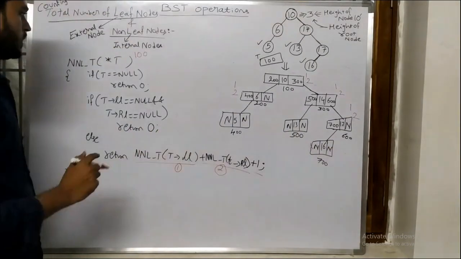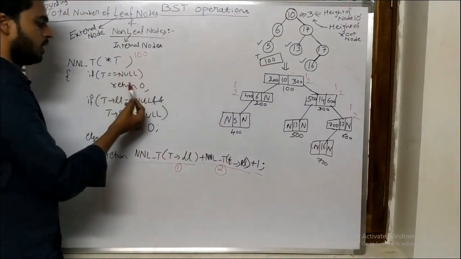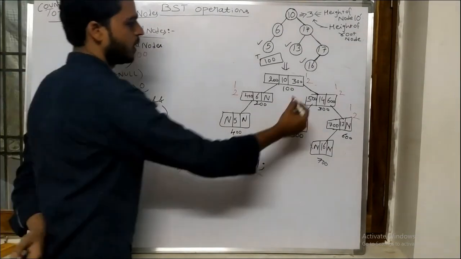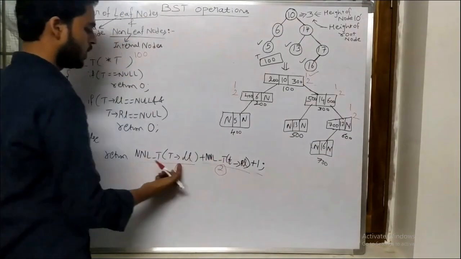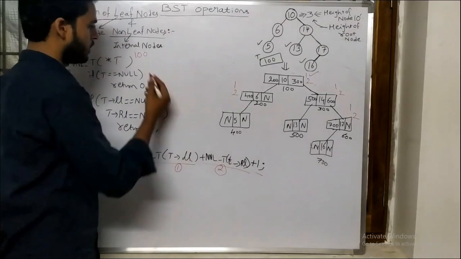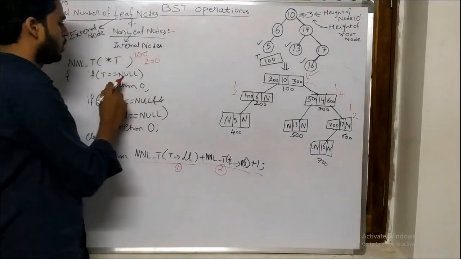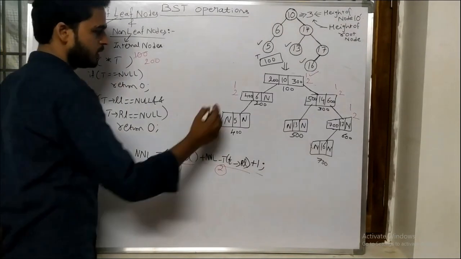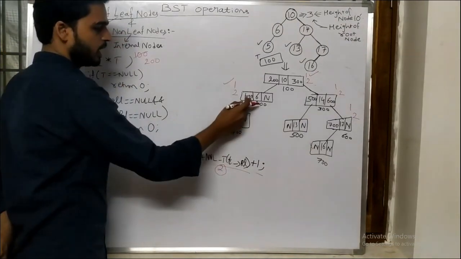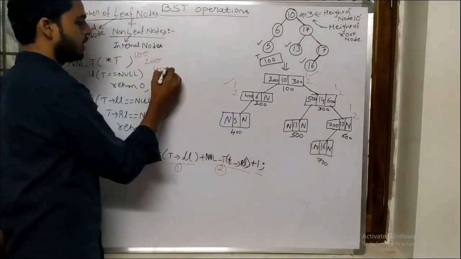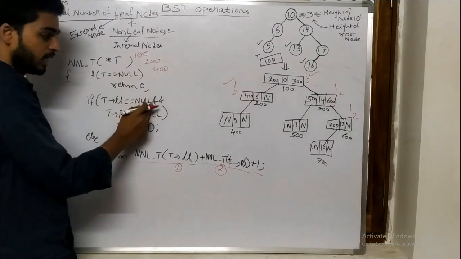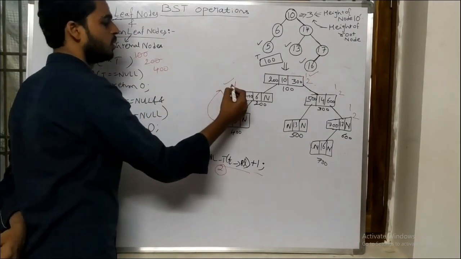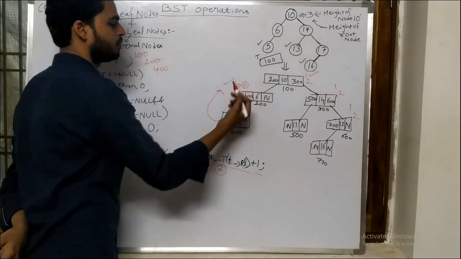Now check 100 is not null, and 100's left link is not null. One condition fails, all fail. So the first statement is going to execute. It is going to pass the 200 address, so 100 is replaced with 200. 200 is not null, and 200's left link is 400. Now 400 is not null, 400's left link is null and right link is null. Then it is going to simply return 0. You will get that 0 here.